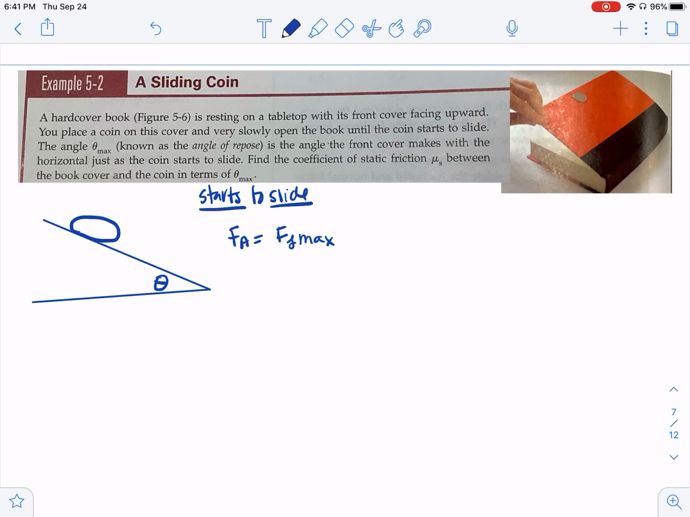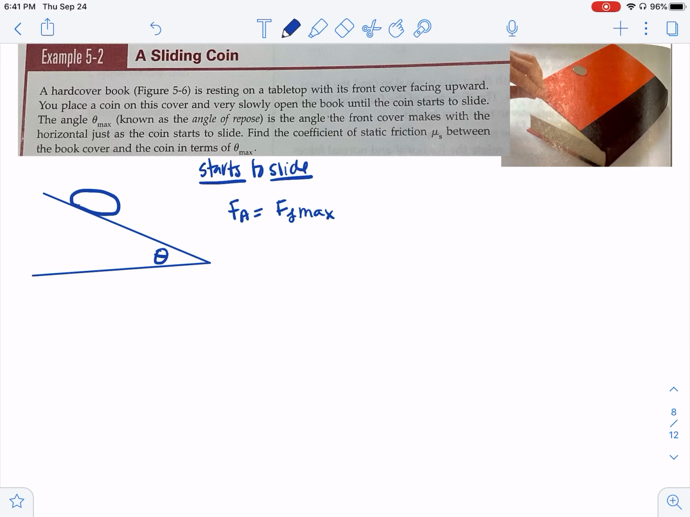of static friction maximum. So if I draw a free body diagram for my coin, and yes, I just turned my coin into a box, I like a box. I know that I have a few forces here. My force normal is out this direction. My gravity is directly down. And my force of friction is opposing the movement, so my force of friction is actually up here.